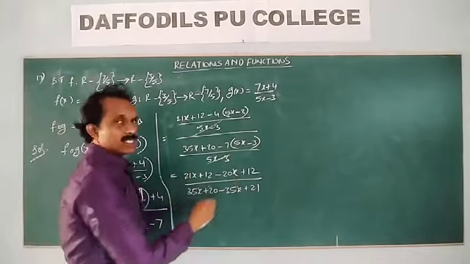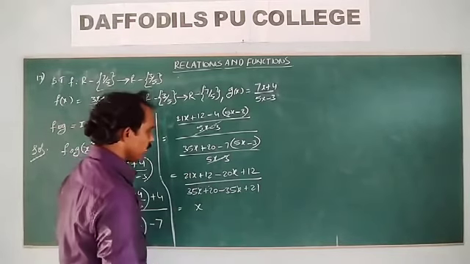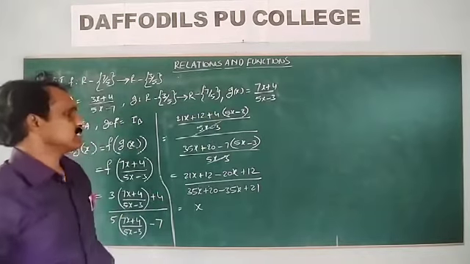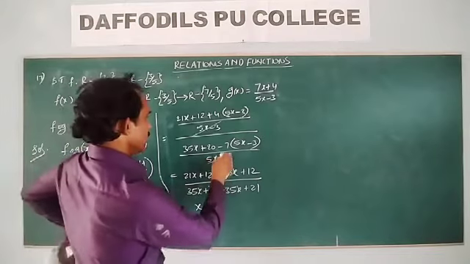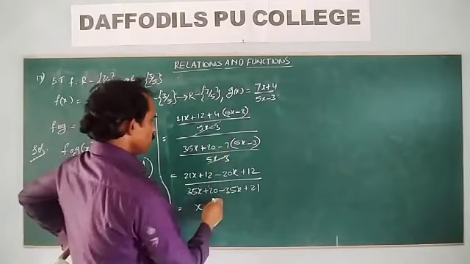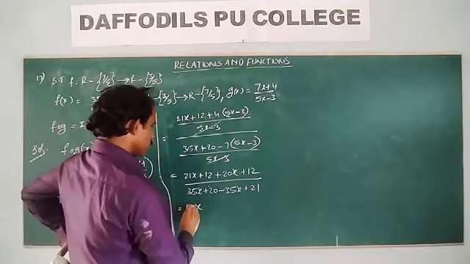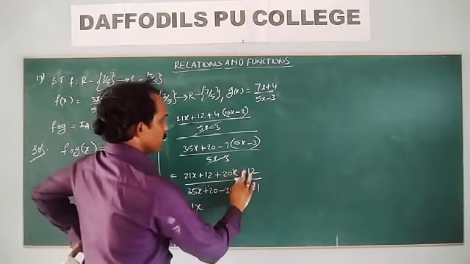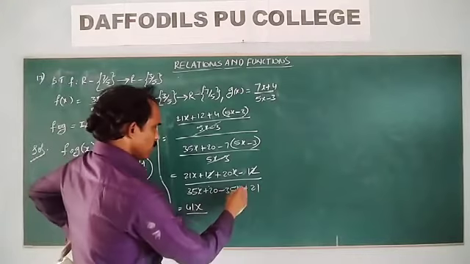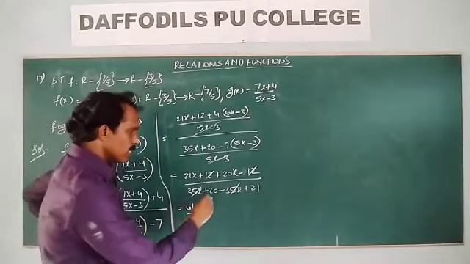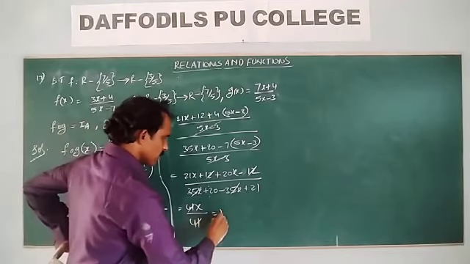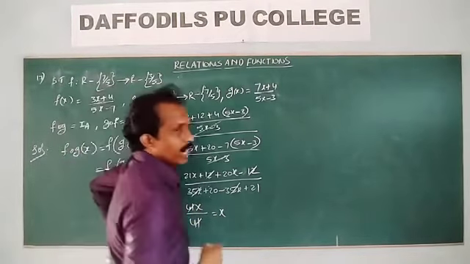21x minus 20x, x. Here plus, there plus. Check it out. So here also plus means 20x, so 41x. Right? Here minus, so minus 12 plus 12 cancel. Minus 35x plus 35x cancel. 20 plus 21 is 41x. Right, x. We know the identity function.